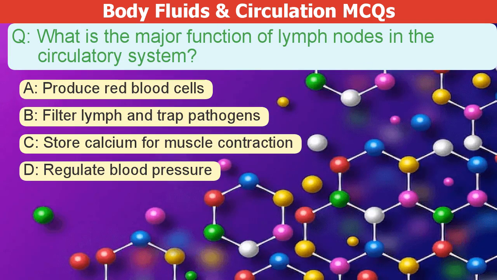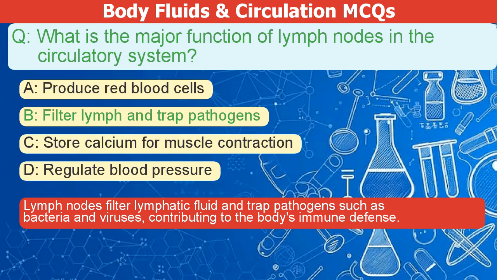What is the major function of lymph nodes in the circulatory system? A. Produce red blood cells. B. Filter lymph and trap pathogens. C. Store calcium for muscle contraction. D. Regulate blood pressure. The correct answer is B. Lymph nodes filter lymphatic fluid and trap pathogens such as bacteria and viruses, contributing to the body's immune defense.